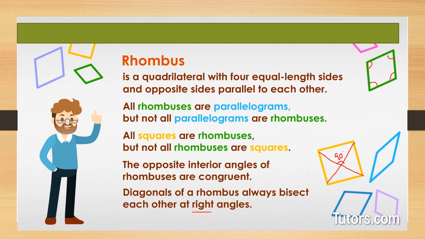So they may ask this as a fill in the blank. Diagonals of a rhombus always bisect each other at dash. Right angle. All squares are rhombuses, but not all rhombuses are squares. So these are the important properties of a rhombus. Right. Next.